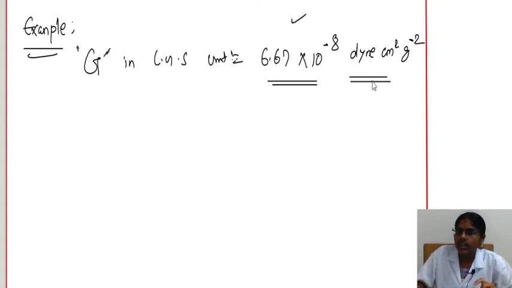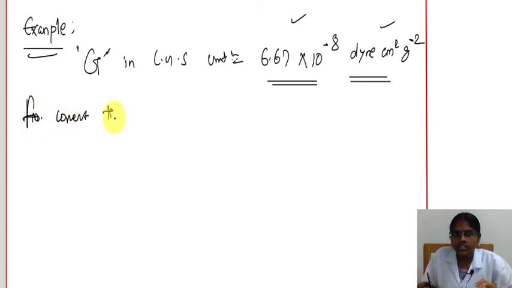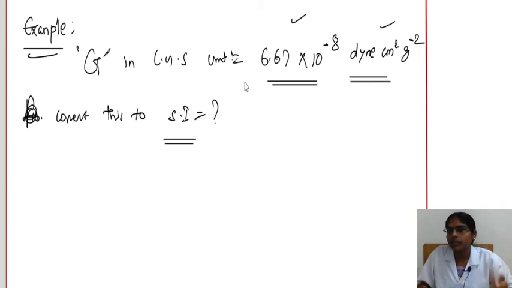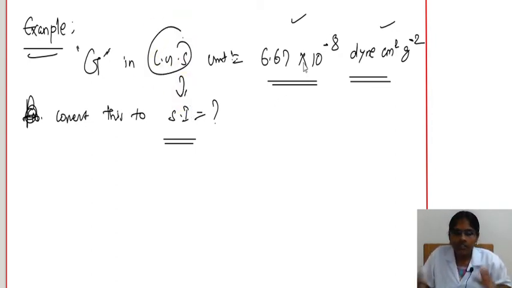Okay, so they have given the number, they have given the unit, right? But what we have to find? We have to find the value, or to convert this to SI. When converting from CGS to SI unit, what will be the value? What is the value of gravitational constant when we are converting from CGS to SI? In CGS it is 6.67 into 10 power minus 8. When we convert it to SI, what will its value be?